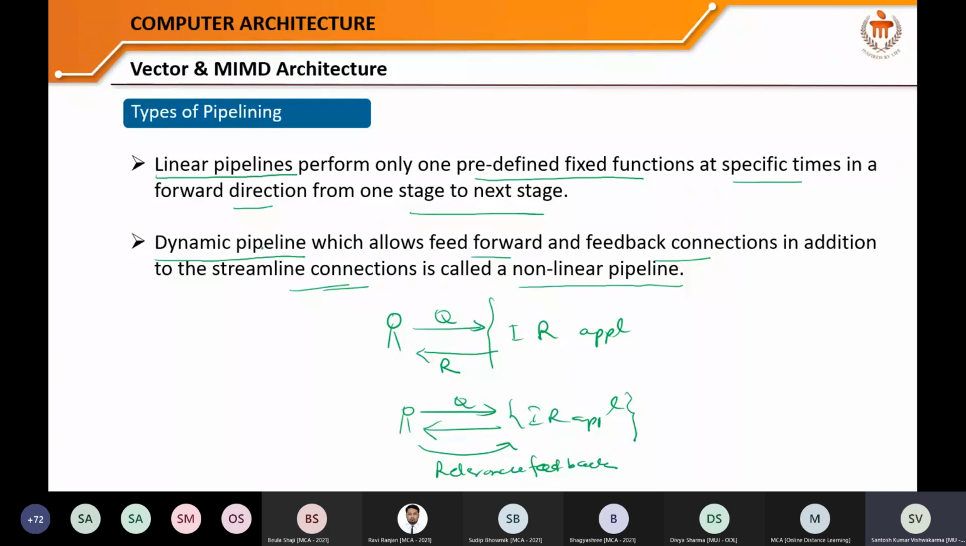So do understand that pipelining may be of two types. It may be linear, which performs predefined fixed functions at specific times and obviously in the forward direction. And here it may come forward as well as have feedback connections in addition to the streamline connection, that is, a non-linear pipeline.